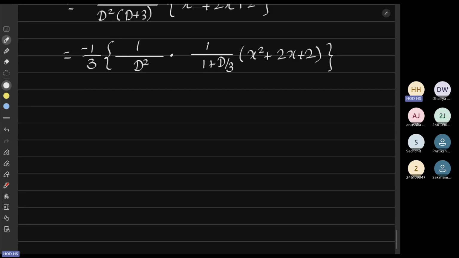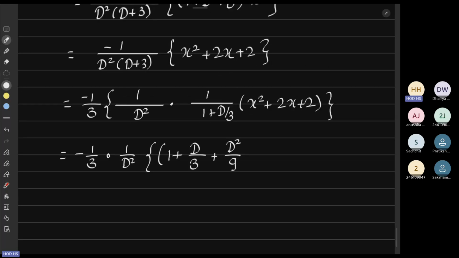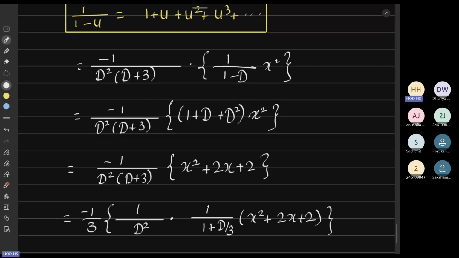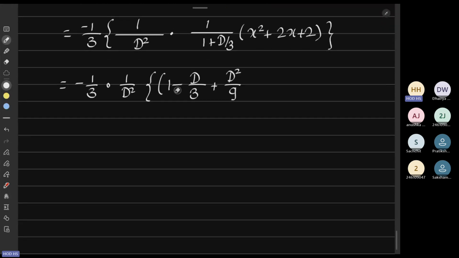Again, note that I am having a degree 2 polynomial on my right hand side. I will be writing 3 terms. So I will have minus 1 by 3 into 1 by D squared times 1 plus D by 3 plus D squared by 9, this whole square. Notice that there is a complete square there. And since there is a plus sign, I need to start by alternating signs, so plus minus, but I will not be writing the D cube term because I'm having a quadratic term on my right hand side.